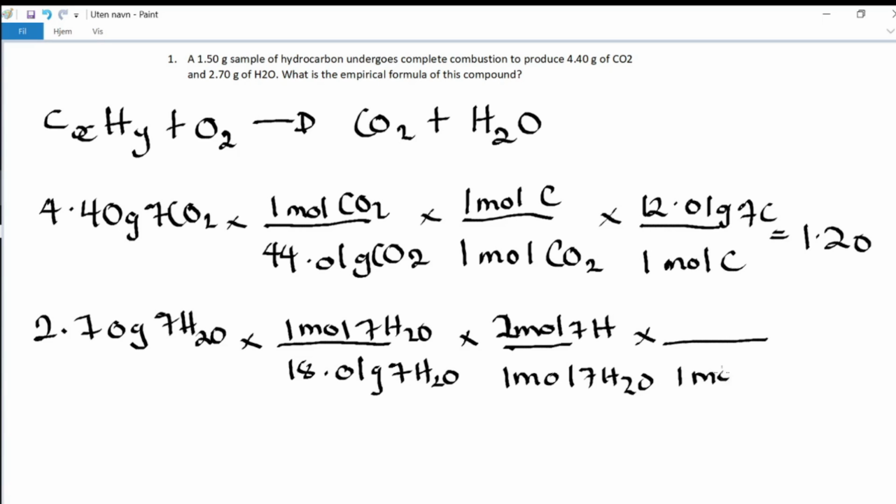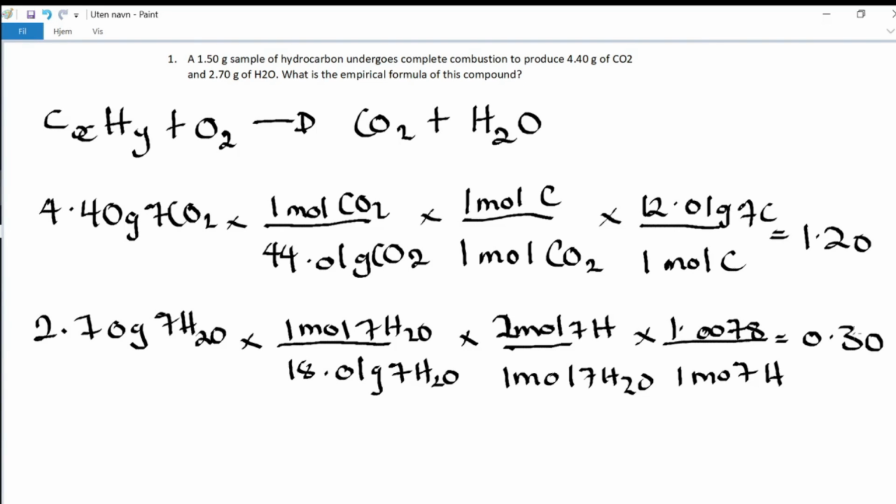1 mole of hydrogen contains 1.0078 grams. So we have to calculate that. 2.70 times 2 times 1.0078 divided by 18.01, and that gives us 0.30.